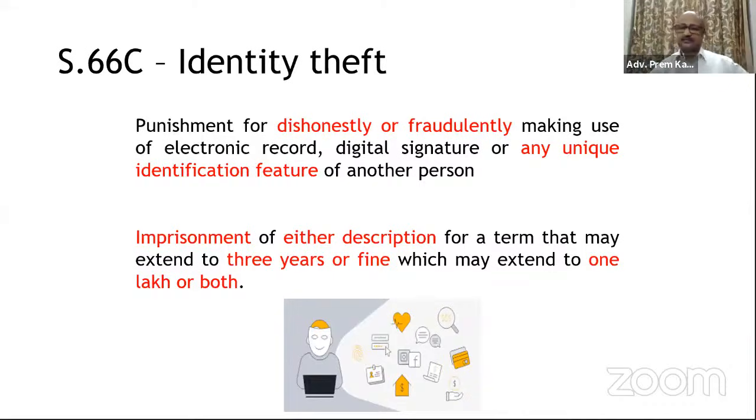Then password, we have discussed before. Somebody's password, you take it, and then you probably use it. Now, where I would like to stress more is any other unique identification feature of any other person. A lot of things come into it. We have these bank frauds taking place. We have these credit card frauds. We have the debit card frauds. We have these scams. Most of these fall under 66C.